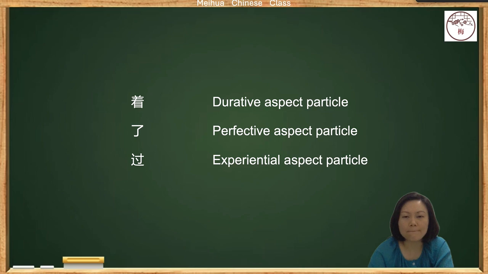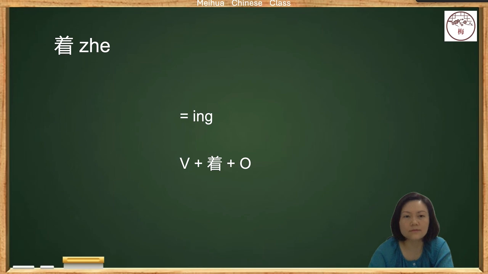过 is the experiential aspect. Actually, it's the same as the second one, 了. It also refers to an action that's already finished, but it's not referring to an exact time point in the past. It doesn't care about when the action was finished. It's more about whether something happened or whether you have any experience in the past. Let's take a deep dive into each of them.